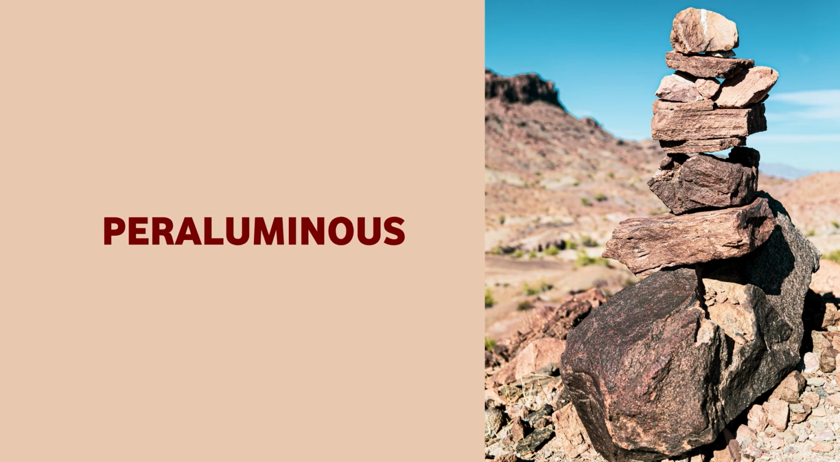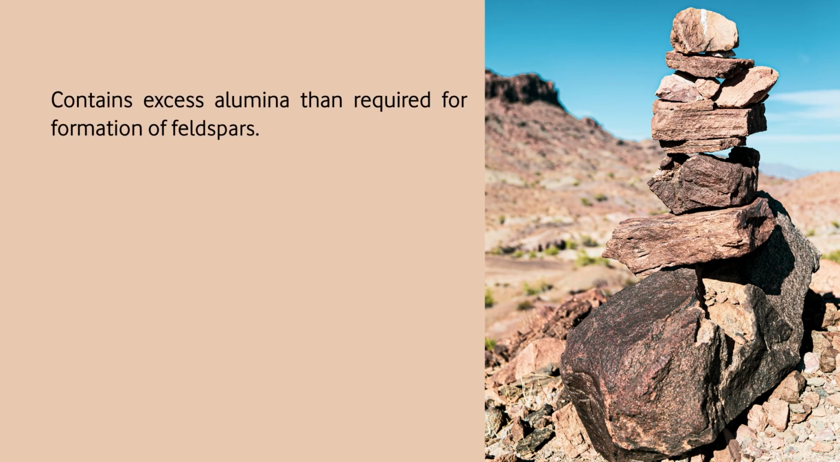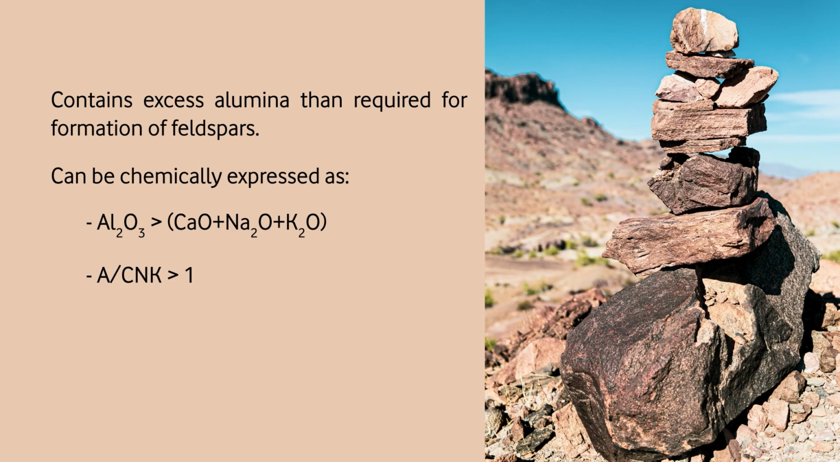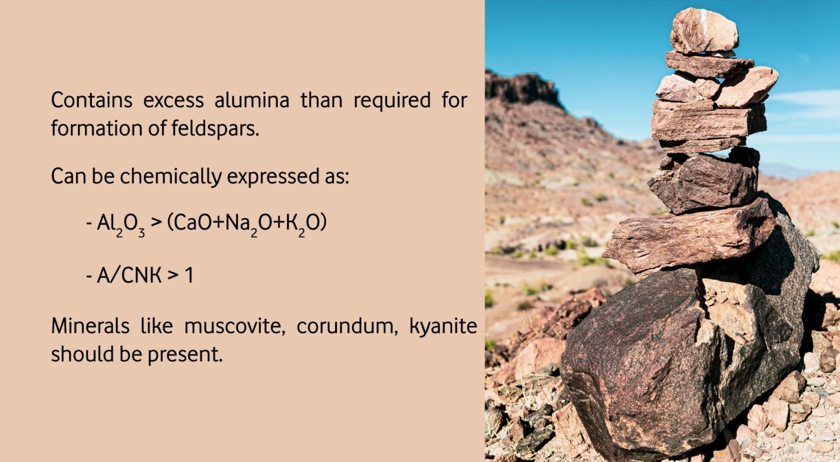So what are the peraluminous igneous rocks? These contain excess alumina than required for formation of feldspars. They can be chemically expressed as rocks having Al2O3 more than the sum of calcium oxide plus Na2O plus K2O in their chemical composition. The A by CNK value is more than 1, where, as I have already shown you, A stands for aluminium, C stands for CaO, N stands for Na2O and K stands for K2O. The minerals generally crystallizing in peraluminous igneous rocks include muscovite, corundum and kyanite.